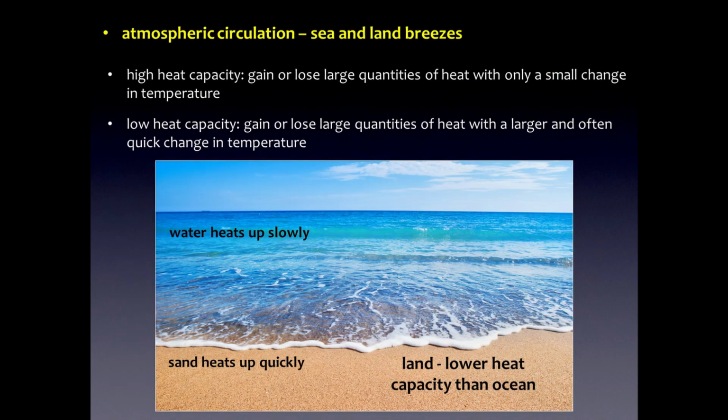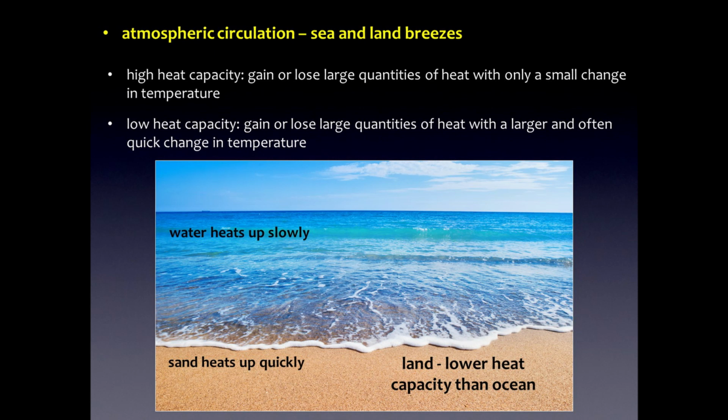If we go back and look at the heat capacity of water, we can also explain why sea breezes occur and why land breezes occur. Very commonly in coastal areas, depending on the time of day, you might experience a breeze that's blowing in from the ocean, or a breeze that's blowing from the land onto the ocean. This is due once again to heat capacity. Remember that oceans have a high heat capacity. They have the ability to gain or lose large quantities of heat with only a small change in temperature.